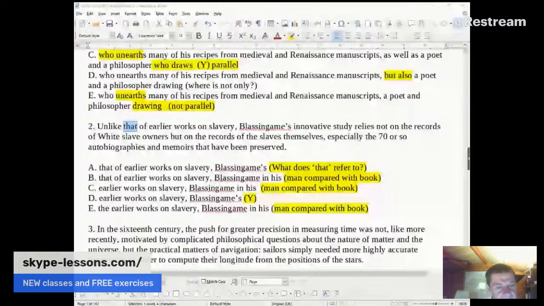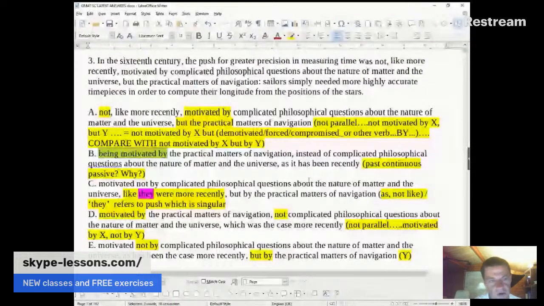Let's have a look at B. Being motivated by the practical matters of navigation instead of complicated philosophical questions about the nature of matter and the universe as it has been recently. Now, I just don't like here the past continuous passive, being motivated by. Surely we just want motivated by, not motivated by X, and not being motivated by. It sounds like it's happening. Well, it sounds like you're in the middle of that process, and we're not in the middle of it. It's a long time ago. We just want to say not motivated by. There is no reason for the past continuous here. Okay, so that's why we can get rid of B.